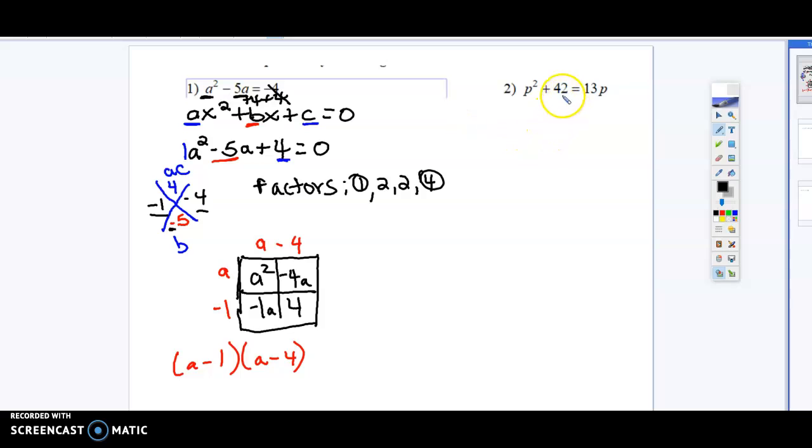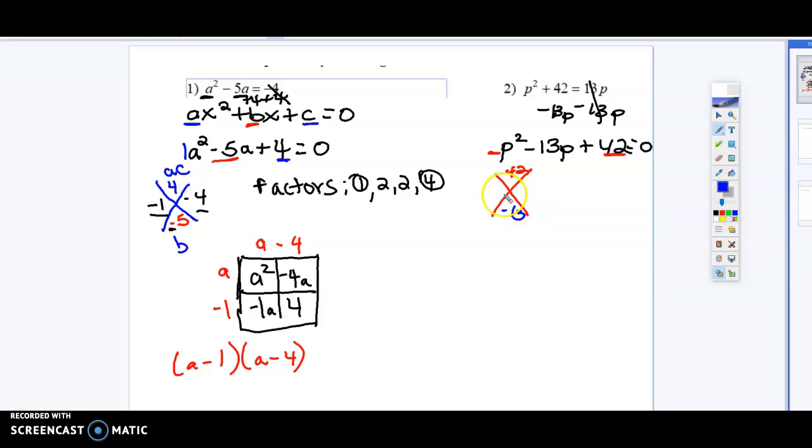Alright, on number 2, we're going to write this out in our standard equation form. We're going to subtract 13p from both sides because we want all of our numbers on one side. When we do that, we get p squared minus 13p plus 42 equals 0. Now we're going to do our big X method. A, which is 1, times C, which is 42, gives me 42. B gives me -13.